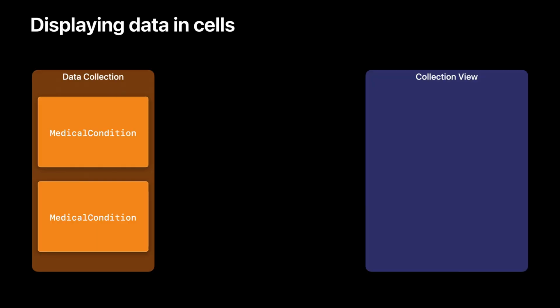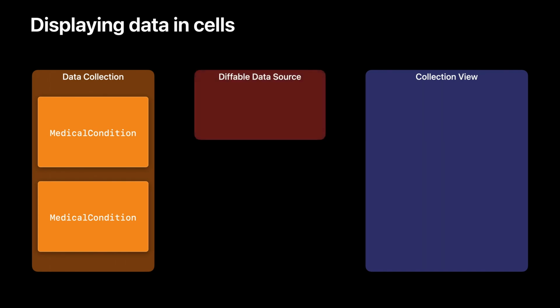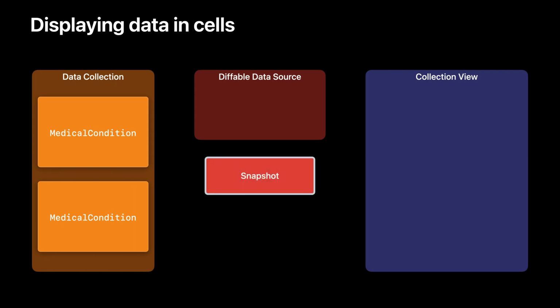Our app has a collection of medical condition model objects, which we are going to display in the collection view. For each item in this collection, we want to create a cell in the collection view to display that medical condition. In order to do this, we'll create a diffable data source connected to the collection view. Then, we need to populate a diffable data source snapshot with the identifiers of the medical condition model objects in the data collection.